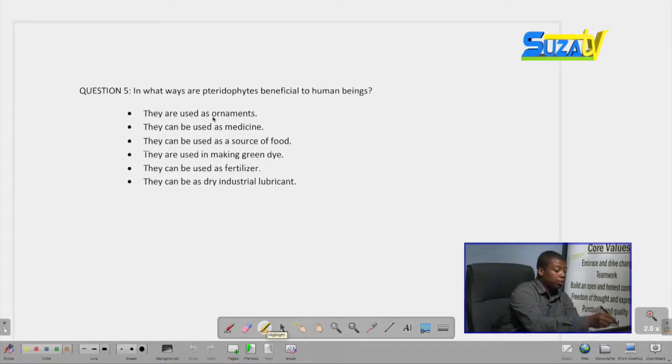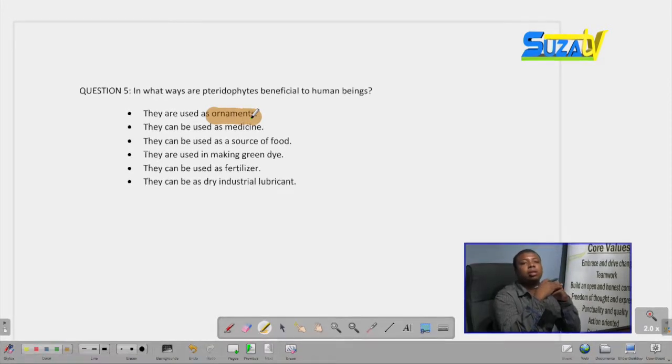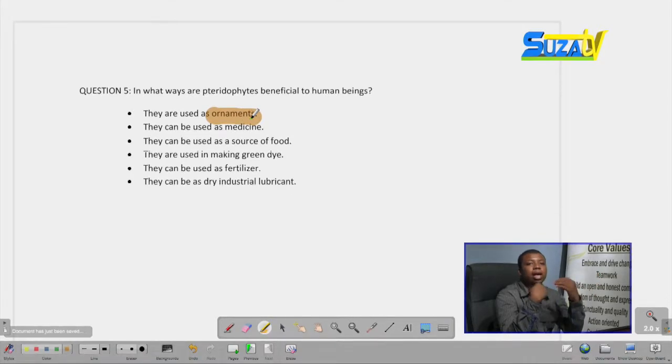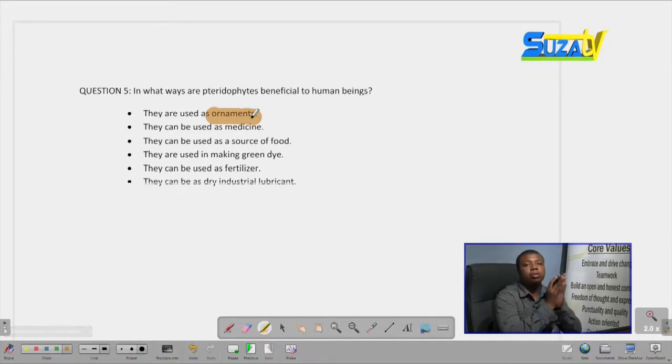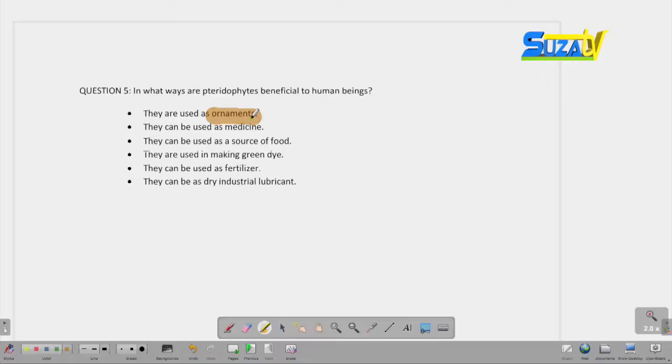Number one, they are used as ornaments. Many plants, such as fern plants, can be used as a decoration to decorate a person's home or even a workplace or an office, anywhere. Ferns can be used to decorate places, so they can be used as ornaments, decorations. That can be in the form of handbags made from ferns, or even potted fern plants. Any of them can be used as ornaments.